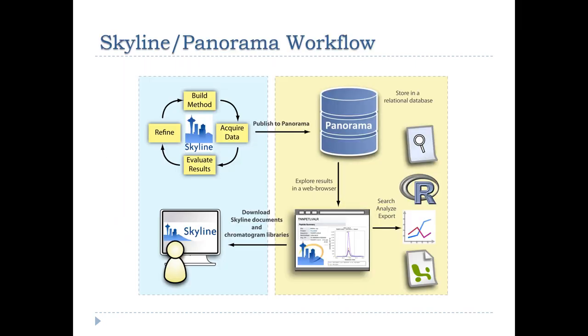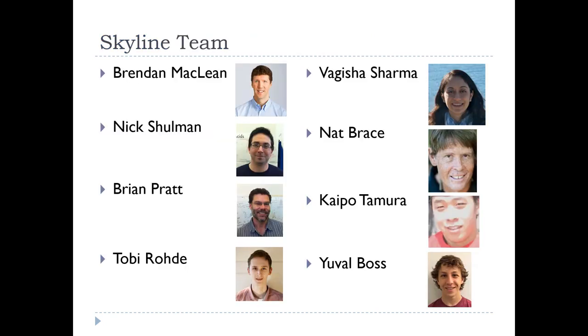And this is a schematic of Panorama. You're over here doing your targeted method refinement and everything, and then at some point you want to post it up to Panorama, which is a database that can be viewed through a web browser. It can also be queried for R or Excel or analyses, and you can do cross-experiment analyses. That Study 9 is all posted and on Panorama Public. So if you wanted to go look at the Study 9 Skyline documents, you could just go up to Panorama Public and do that.